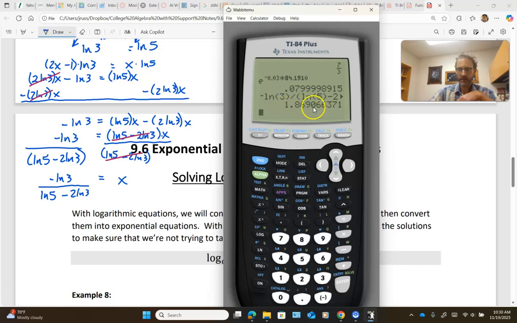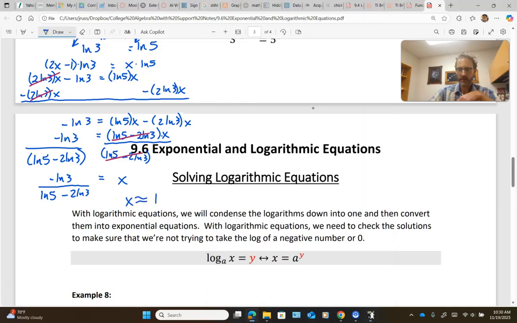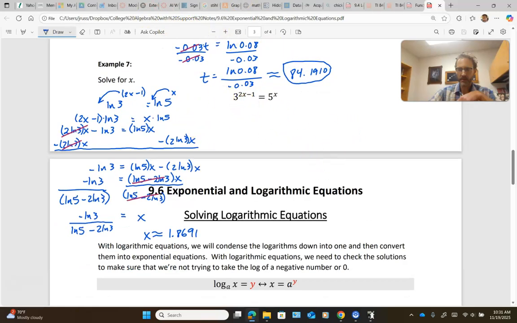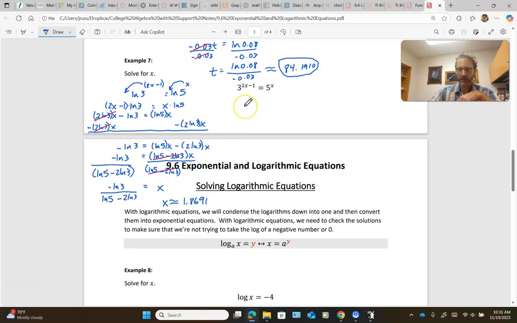1 point, let's see, 4 decimal places would be 1.8691. Well, x is approximately equal to 1.8691. Okay, and then if you wanted, again, you could go back, plug this approximation in for these x's, and you'll get close to the same number on both sides. Again, it won't be exact because you were using an approximation, but it should be very close. I should have made myself more room for that one. Let me go back and fix my notes for that.